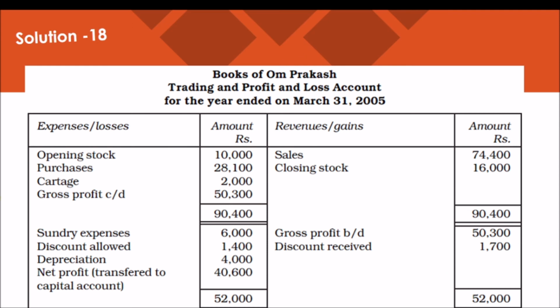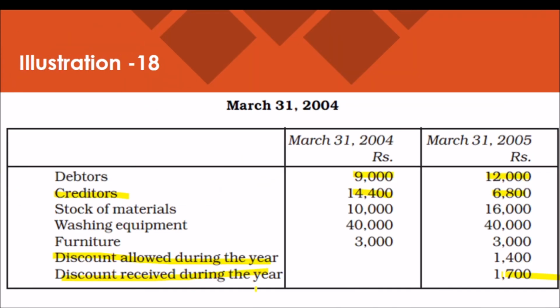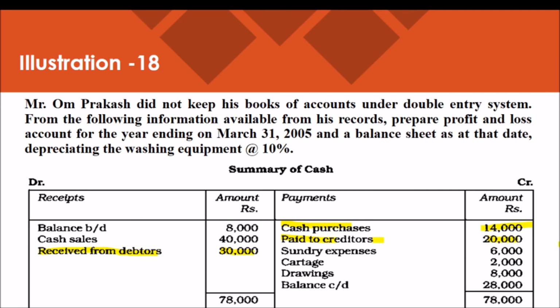Opening stock is there in the additional information, that is taken for 10,000. Purchase we are calculating by adding the cash purchase and credit purchase that we have calculated. Cartage is available in the summary of cash credit side. Just look at here, 2,000 is there as cartage. Remember that amount will be taken there.